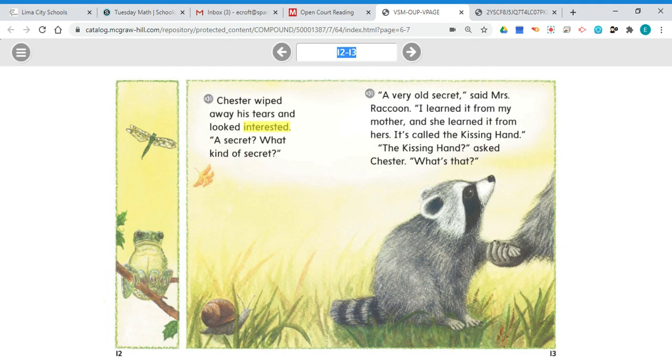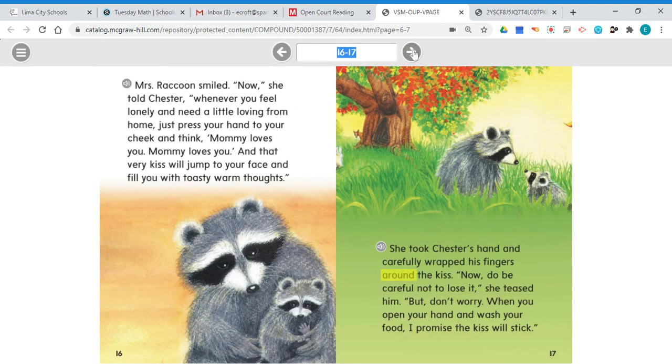He's very interested. And the last word that I want to talk to you about is further back in our story. There it is. It's the word around. Now, around means circling or on all sides. So when she wrapped his fingers around the kiss, that means she covered that kiss up that was in the palm of his hand on all sides. She surrounded it, she circled it with his fingers. All right, that's the word around.